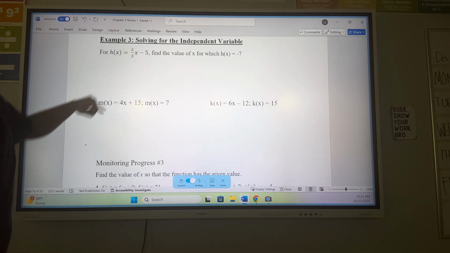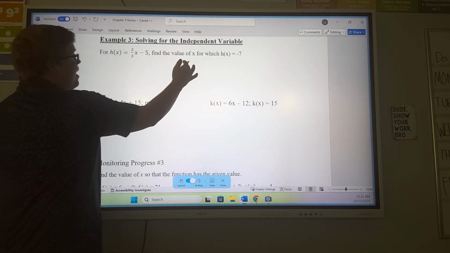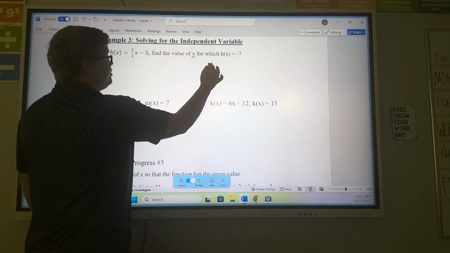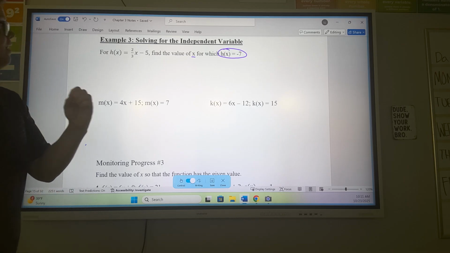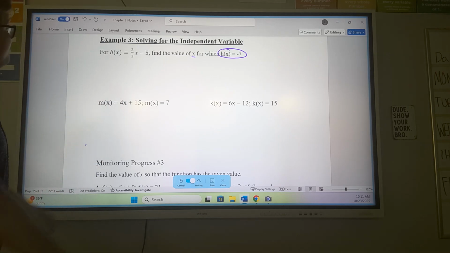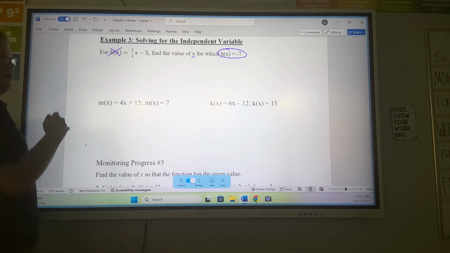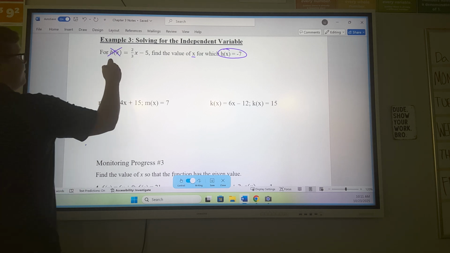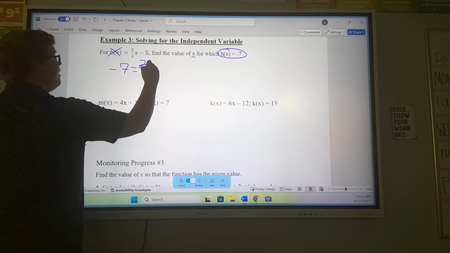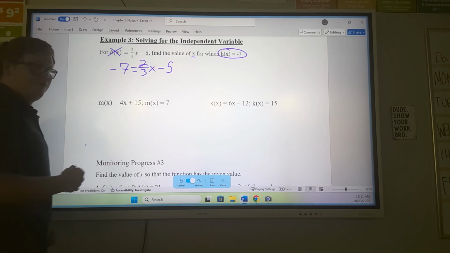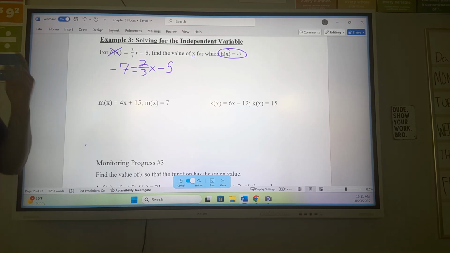Now another way to look at this is it tells us to find the value of x, which is what we're finding, for which h of x is negative 7. That means we are replacing the entire h of x with negative 7. So we are getting this out of here, and we are putting negative 7 in its place. So negative 7 equals 2/3 x minus 5. Now all we've got to do is solve it like a normal linear equation.